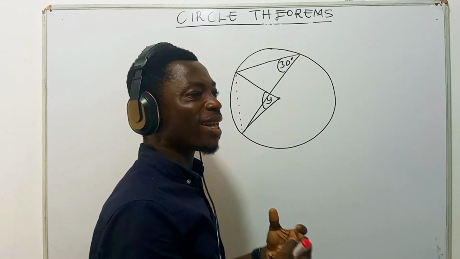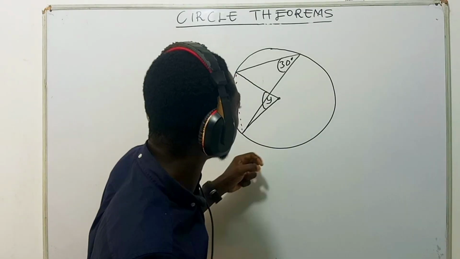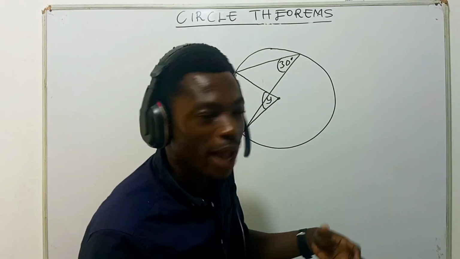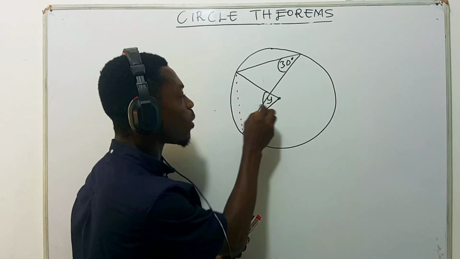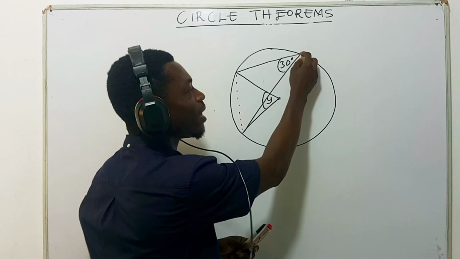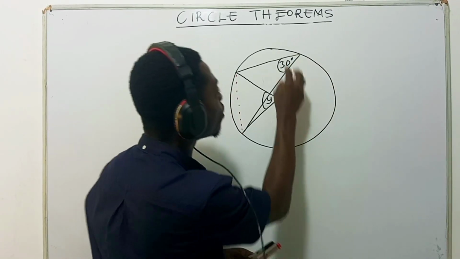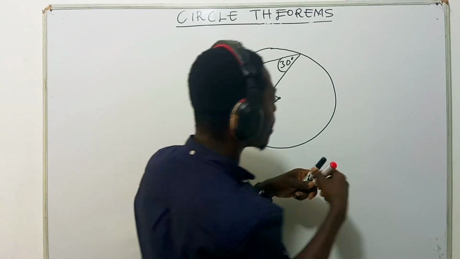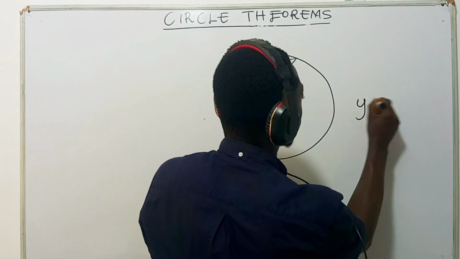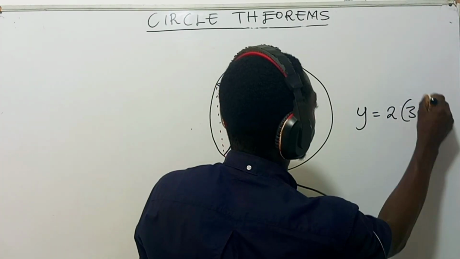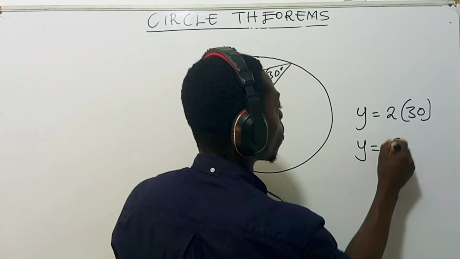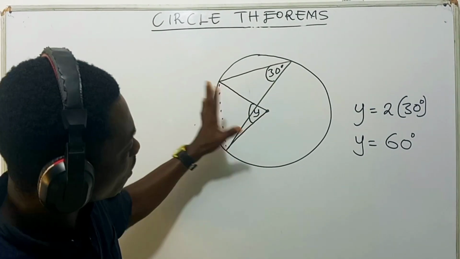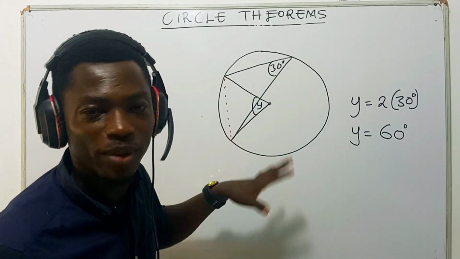So the next question is, is there any connection between the angle formed by the same chord at the center and at the circumference of the circle? Yes. Because when we double the angle formed at the circumference of the circle, it will be equal to this Y right here. So Y is equal to 2 times 30, and this means that Y is equal to 60 degrees, as simple as that. So you notice that the second theorem is so simple.